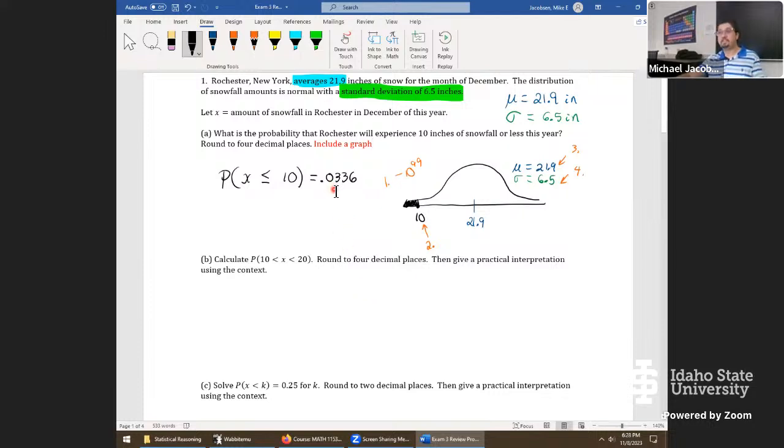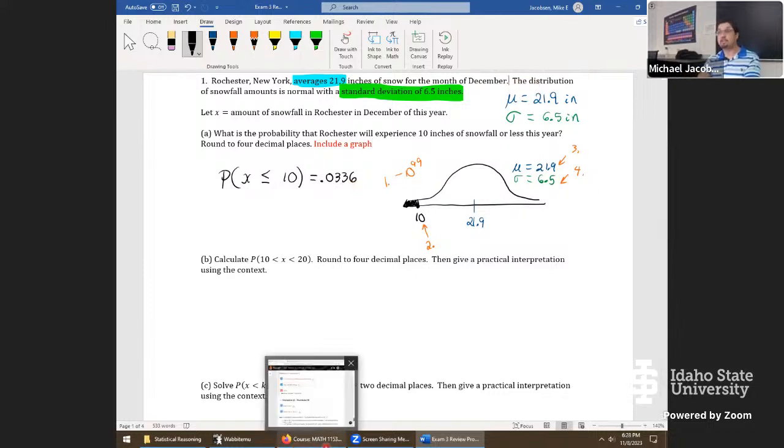And that's pretty much it. This is now saying if you're going to Rochester, New York, then there is about a 3% chance you'll have to shovel less than 10 inches of snow on your front step or something like that. So it's not very common. It's probably going to be way worse in that place in New York.